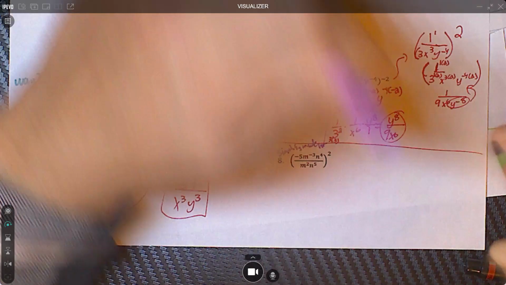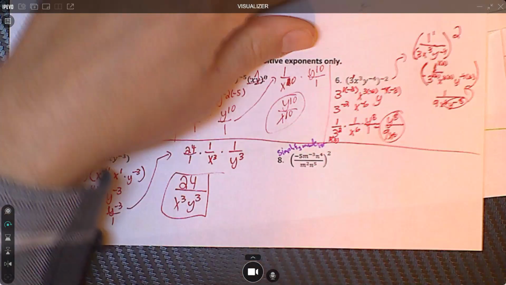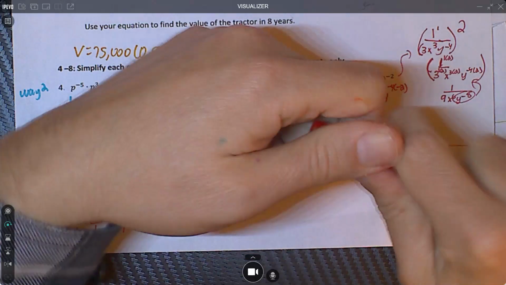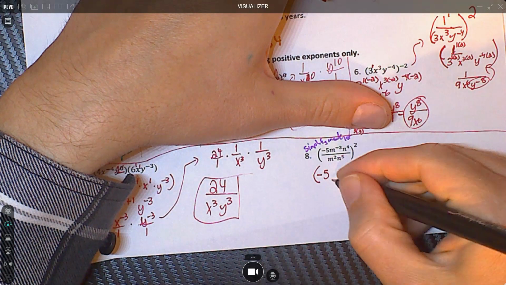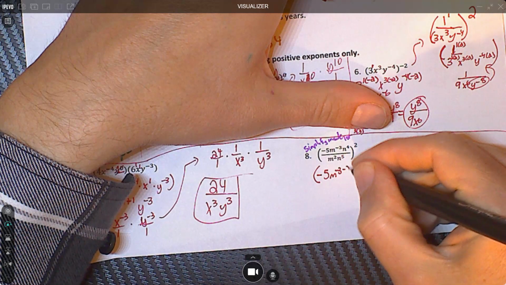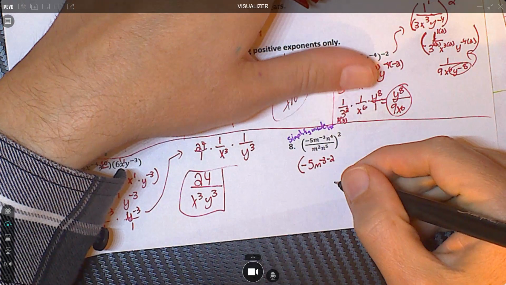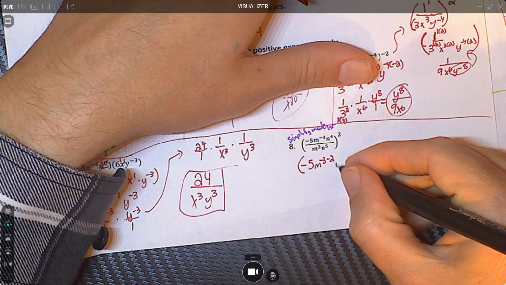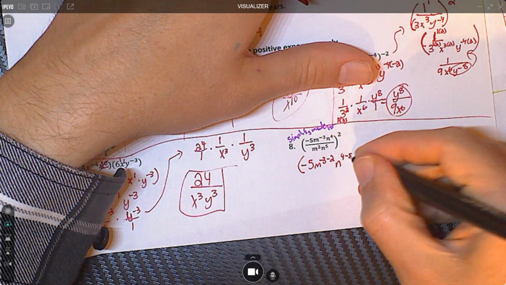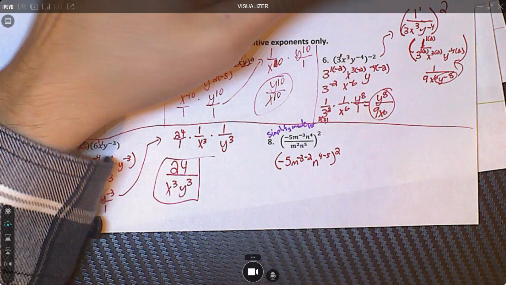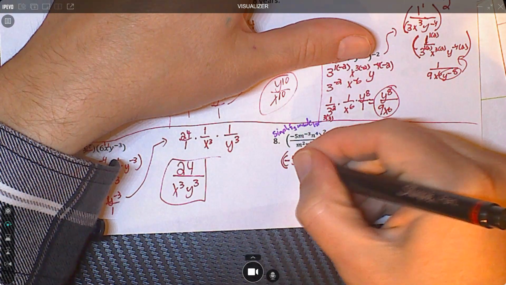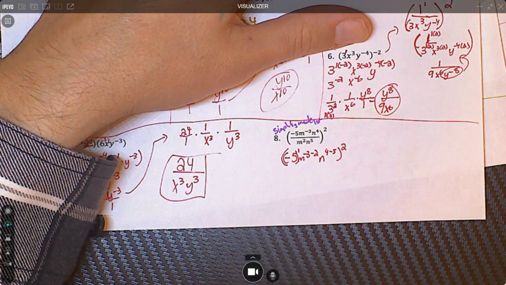Simplify inside first. So that leaves me with this. I got negative 5 m to the negative 3 minus 2, and then n to the 4 minus 5 squared. That's the way I handle it. And this is really negative 5 to the first. It's inside parentheses.